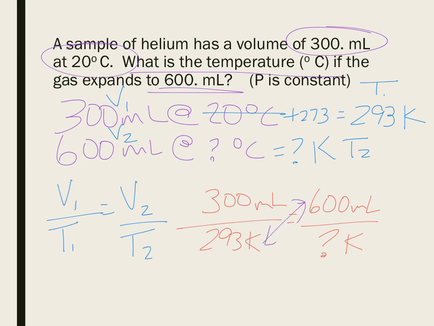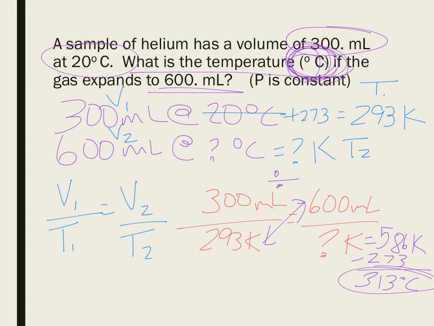At this point, we're going to cross multiply and divide by what's left. So that is 293 times 600 divided by 300, which gives me 586 Kelvin, which would be fine for my final answer, except that the problem says how many degrees Celsius, which means minus 273 equals 313 degrees C.